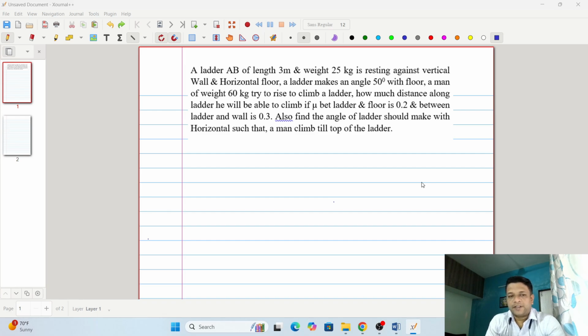In ladder friction, with the condition of equilibrium, we generally take summation Fx = 0, summation Fy = 0, and we consider it as a concurrent force system in friction, but in ladder friction, we have to consider the moment as well.